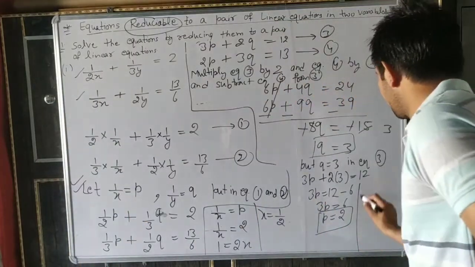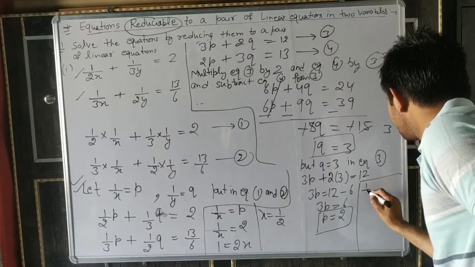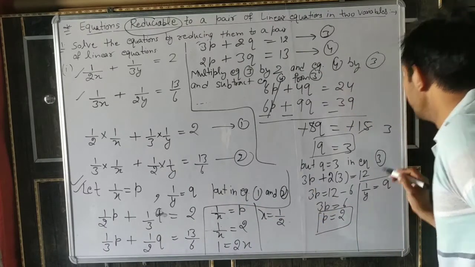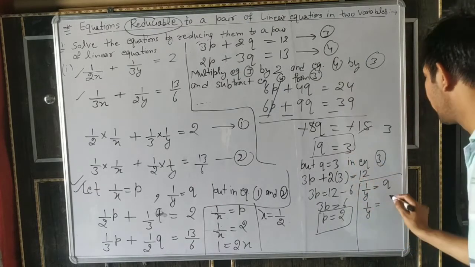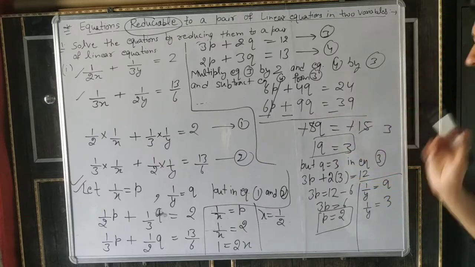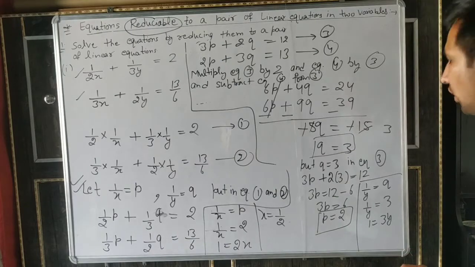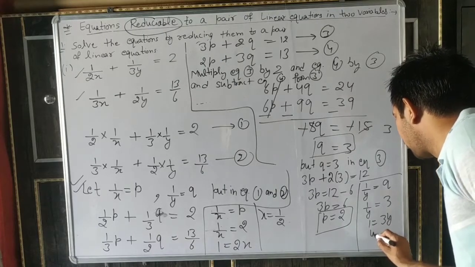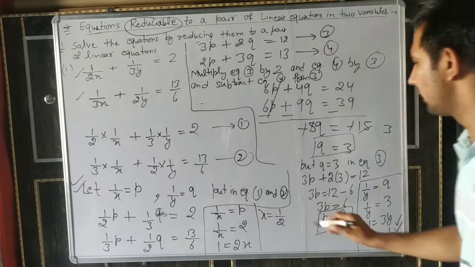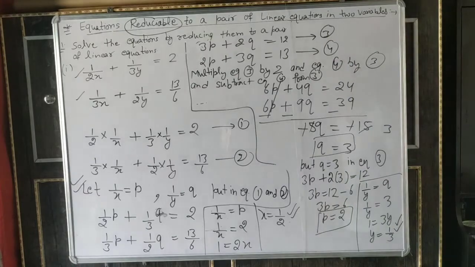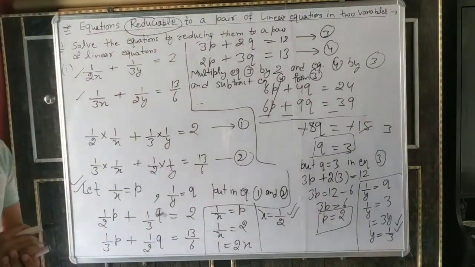And now I am writing here for the q value. 1 upon y equal to q, and the value of q is 3. So 1 equal to 3y. But we want to find the value of y. So 3 on the other side, divide. So y equal to 1 upon 3. So what is the answer? Y equal to 1 upon 3 and x equal to 1 upon 2. It is your answer. You can verify your answer also.